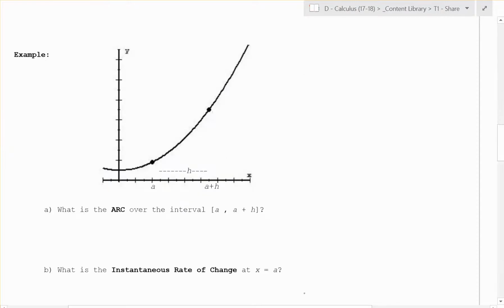But let's make this more general. Let's say we're at this point right here, and that's the x value of a, and we're at this point right here, which is an x value of a plus h. You've gone h units over. So this is a, comma, the function evaluated at a, and this is a plus h, comma, f of a plus h. So we're generalizing this. We're starting at an x value of a and we're moving over h units.